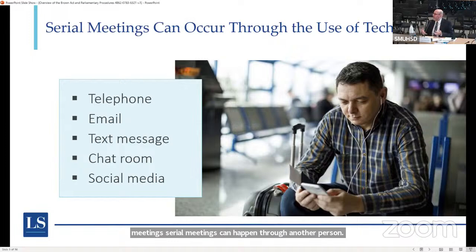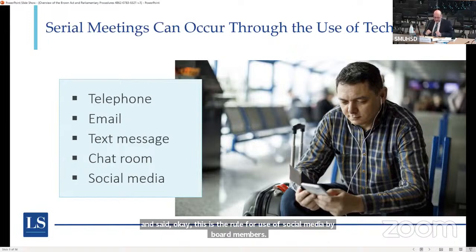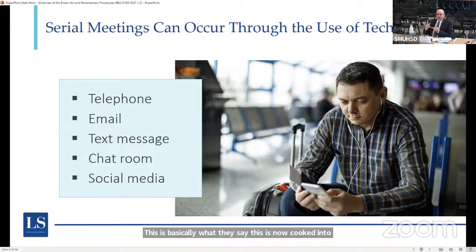And that's how it happens so often now, it's through technology. And in fact, in 2021, the legislature finally weighed in and said, okay, this is the rule for use of social media by board members. This is basically what they say. This is now cooked into the Brown Act. Board members can go on social media. They can answer questions from members of the public, not from each other, but from members of the public. They can share information with the public. And it's okay if another board member sees it.